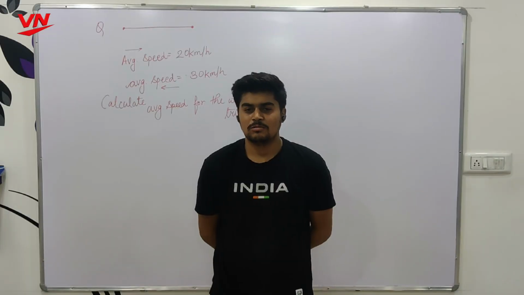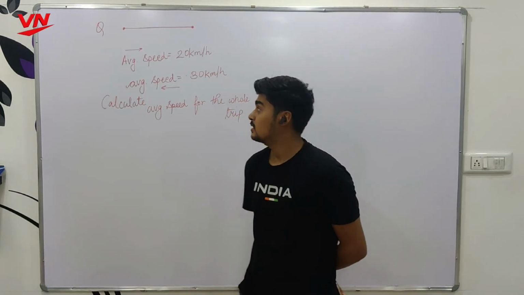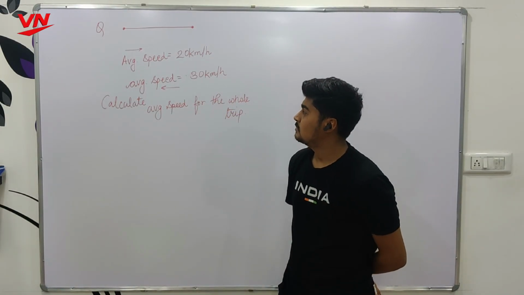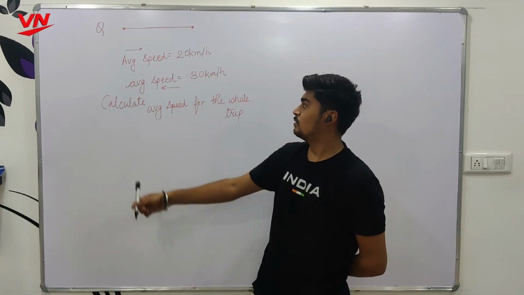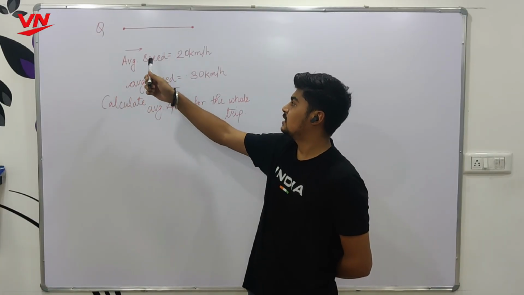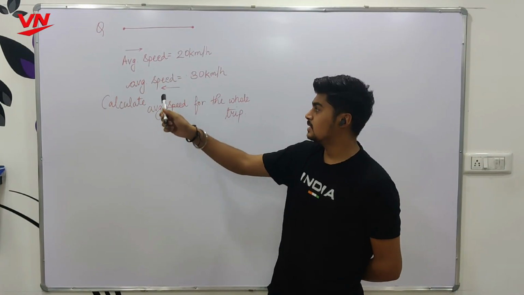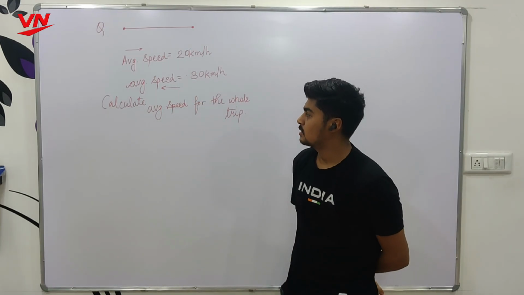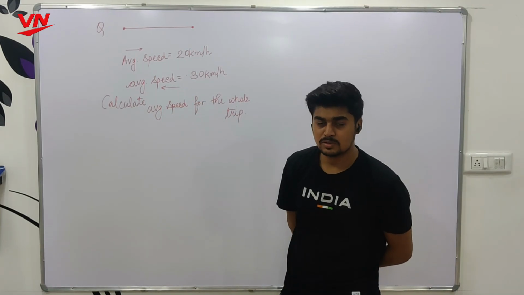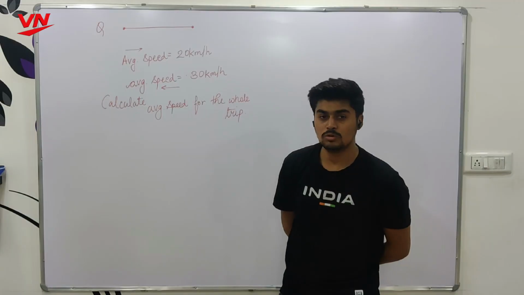I hope you have tried solving the question by yourself. As you can see, what is given in the question? In the forward journey, the average speed was given as 20 km per hour, and in the return trip the average speed was 30 km per hour. We have to calculate the average speed for the whole trip, or the whole journey.